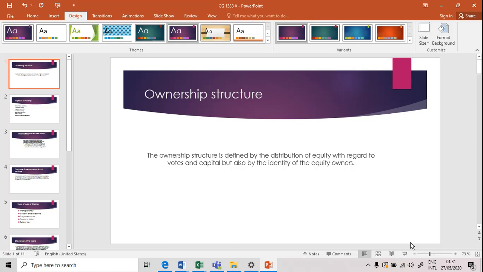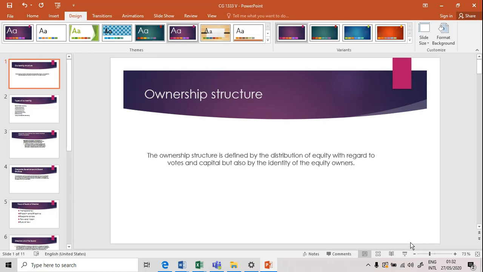Therefore, the corporate governance structure specifies how rights and responsibilities are distributed among the board, the managers, the shareholders, the stakeholders, and the rules and procedures when it comes to decision making. So in doing this, it also provides the structure through which the objectives of the company are set and through which the objectives of the company are also attained. It also focuses on monitoring performance.